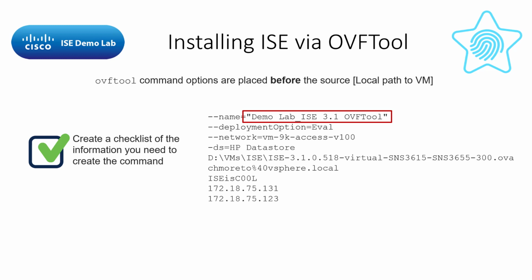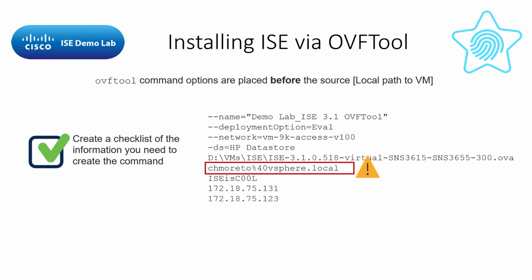Remember that as a CLI tool, any entry with a space will need to be enclosed in quotes. Also note that if you are using the @ symbol in the username, such as I do, you need to use the encoded %40 for the command to work. OVFTool sees the @ symbol as the beginning of the vCenter address and will give an error and fail at this point if you do not format it this way.